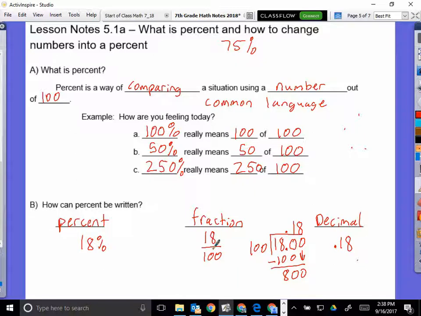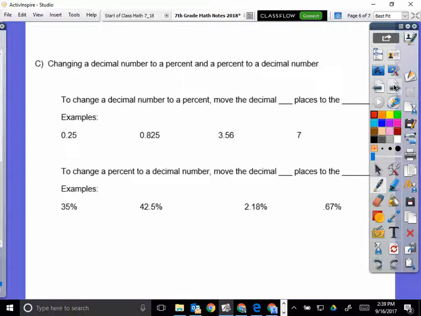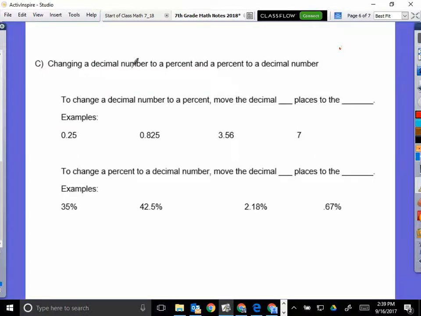All right, but we don't have to go through all these steps. We're going to do some shortcuts here. That's what I'm all about. So I'm going to show you guys some different things here. We're going to talk about the next slide here, how we can change a decimal number to a percent to show it as a percent, and a percent to a decimal number. Back and forth.